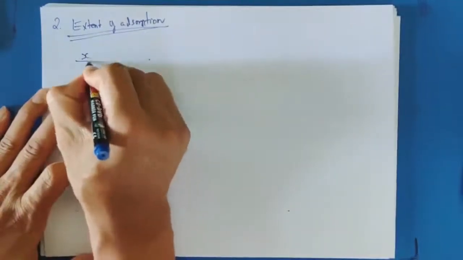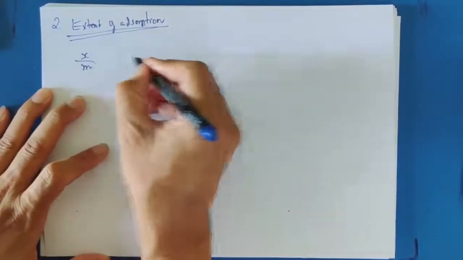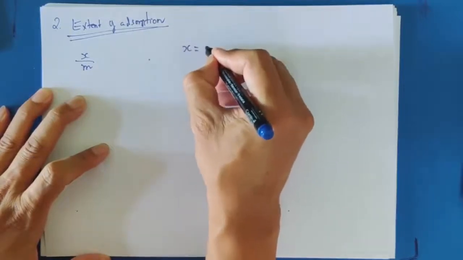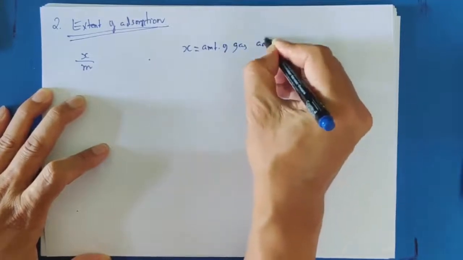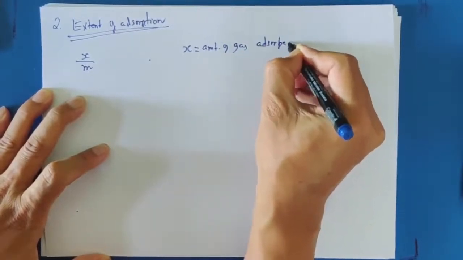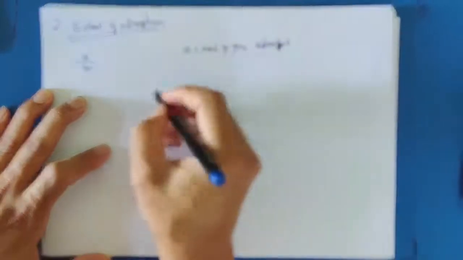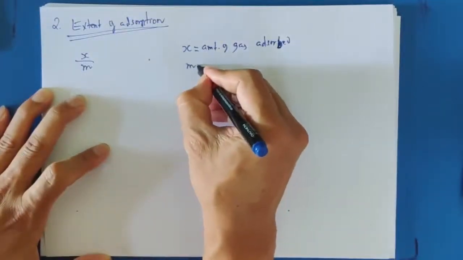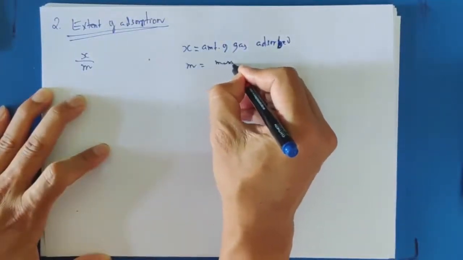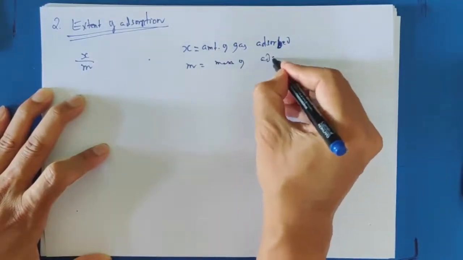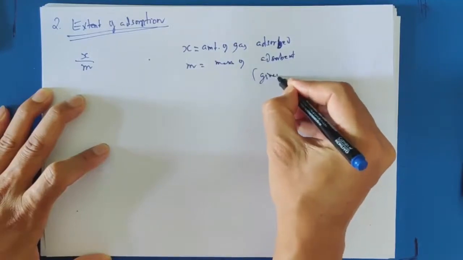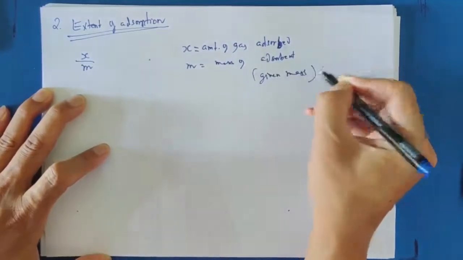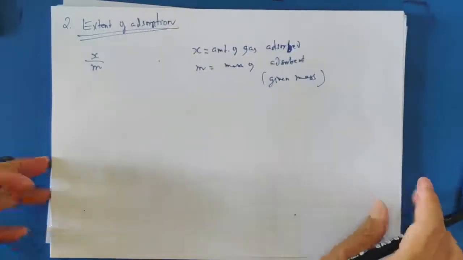Extent of adsorption is given by x by m. Here x is the amount of gas adsorbed, and m is the mass of adsorbent. Given mass, suppose 1 gram. Extent of adsorption is given by this formula.